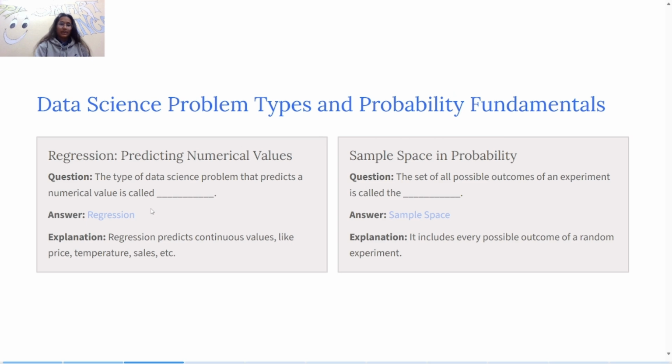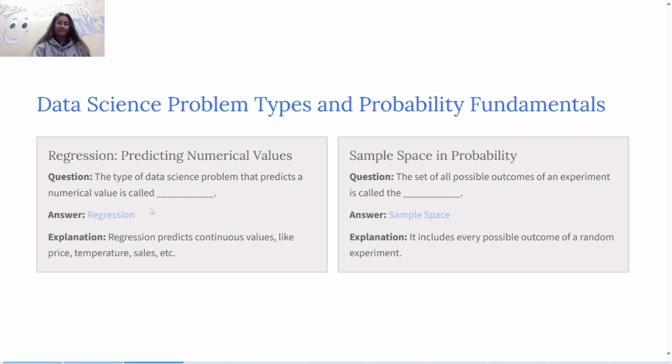Next question. A type of data science problem that predicts a numerical value is called what? So there are many machine learning problem types, but when our goal is to predict a continuous numeric value, like salary or house price or temperature, that falls under regression. So the correct answer here is regression.